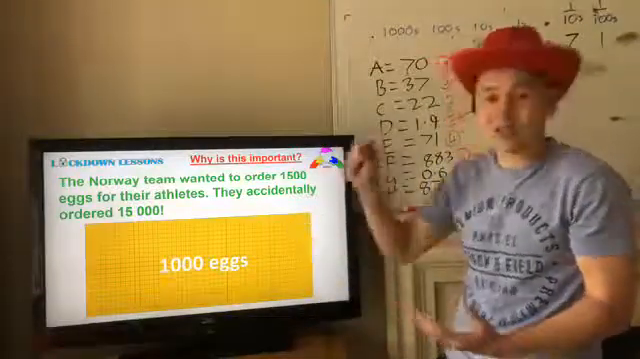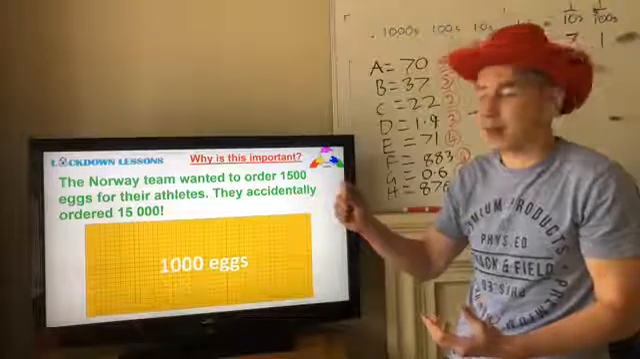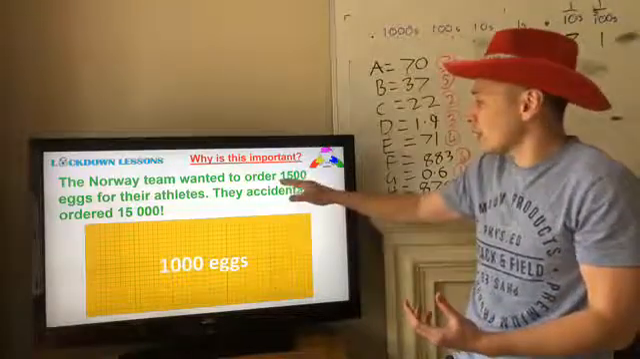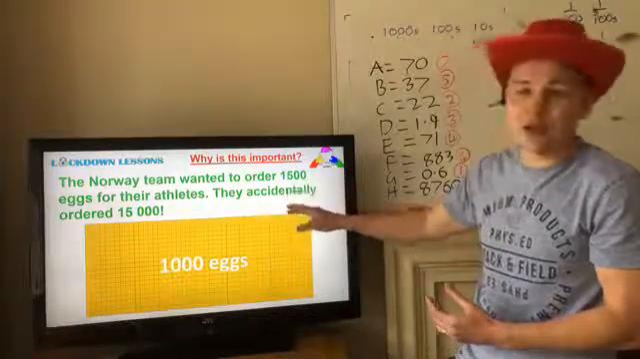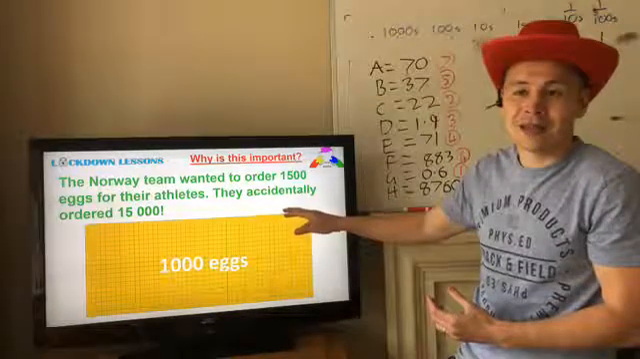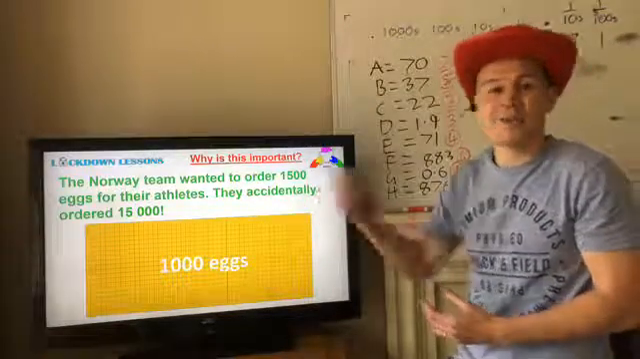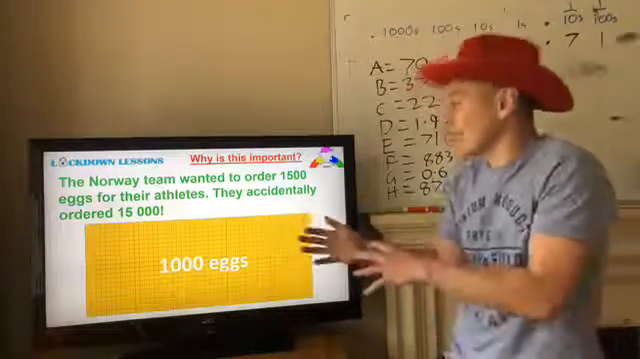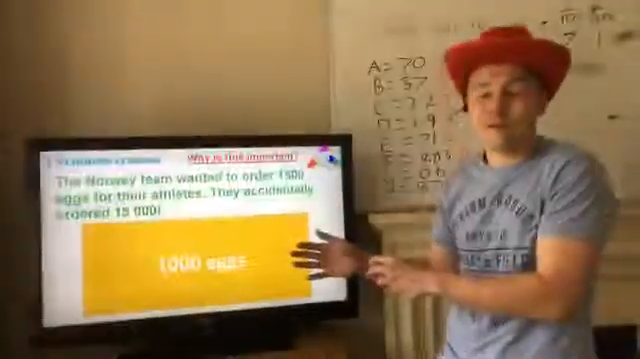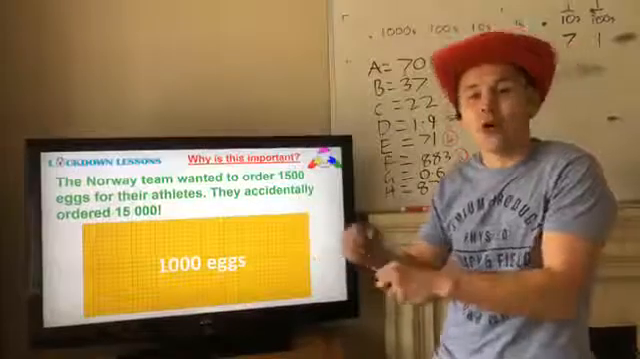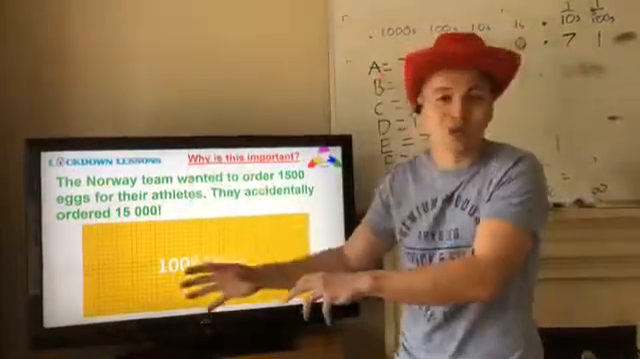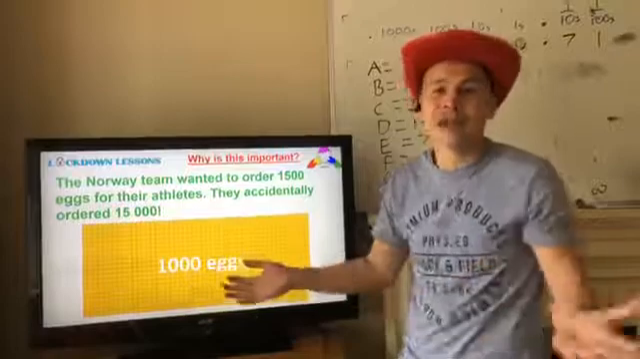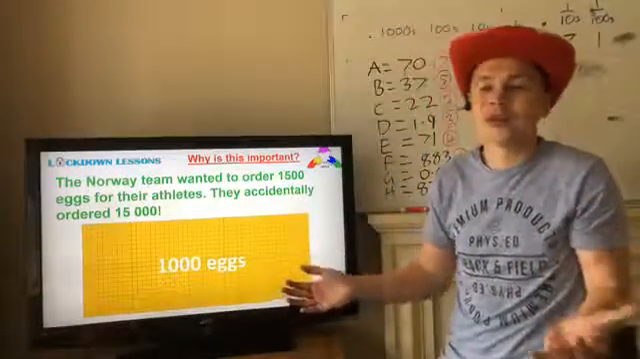By making one mistake with putting a 0 in the wrong place, they ended up with 13,500 extra eggs. Even worse than this, these eggs were delivered up a mountain because they're in the Winter Olympics. So they had 13,500 extra eggs delivered all the way up a mountain and loads of trucks filled with eggs that were just wasted. I don't know what they did with them, but that is too many eggs.